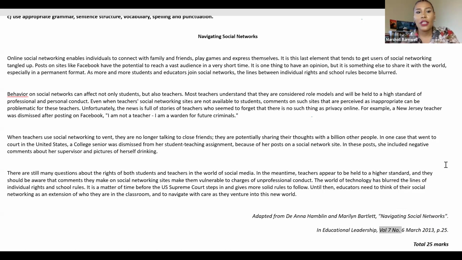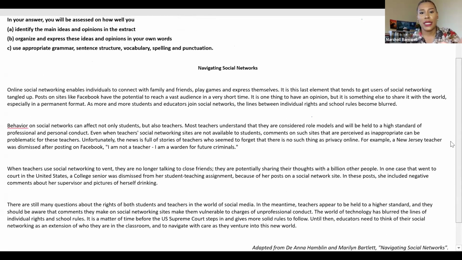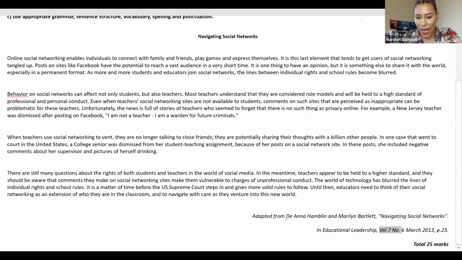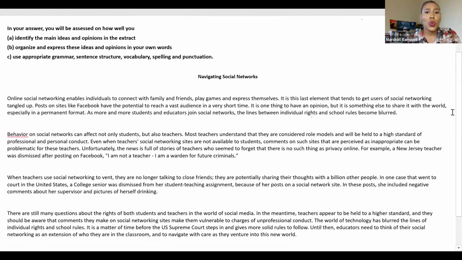So the first thing that you would have to create, therefore, would be your topic sentence, which is: Navigating Social Networks by Deanna Hamblin and Marilyn Bartlett, from the periodical Educational Leadership, discusses the issue of both teachers and students being judged or penalized for their use of social networking sites. And that would basically summarize what this entire thing is about.